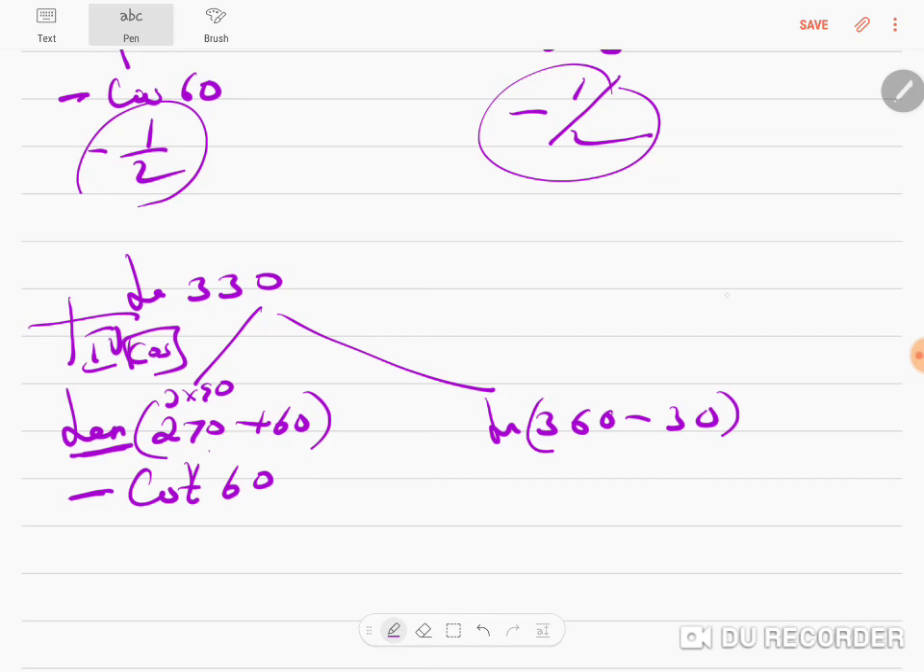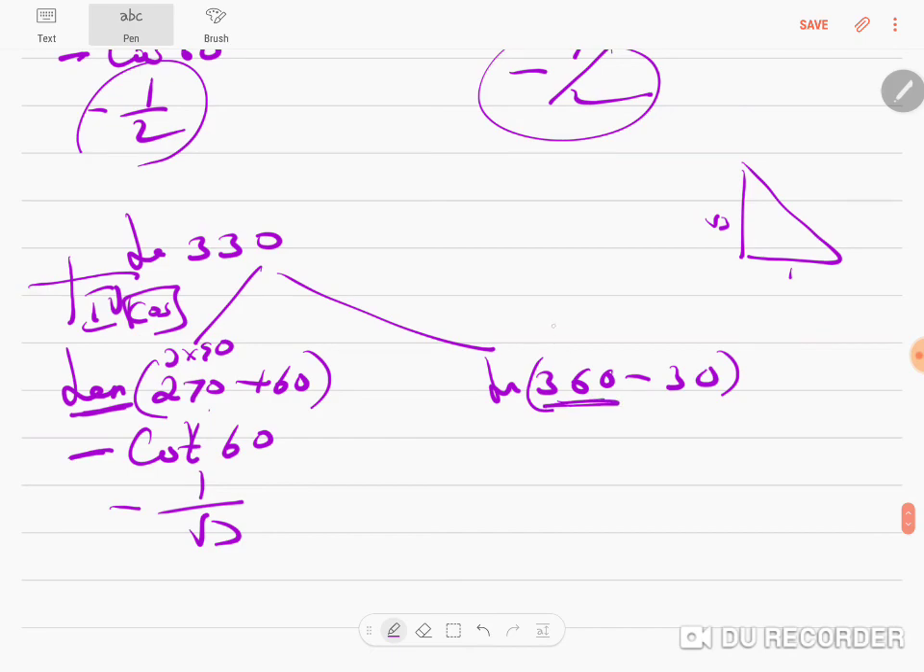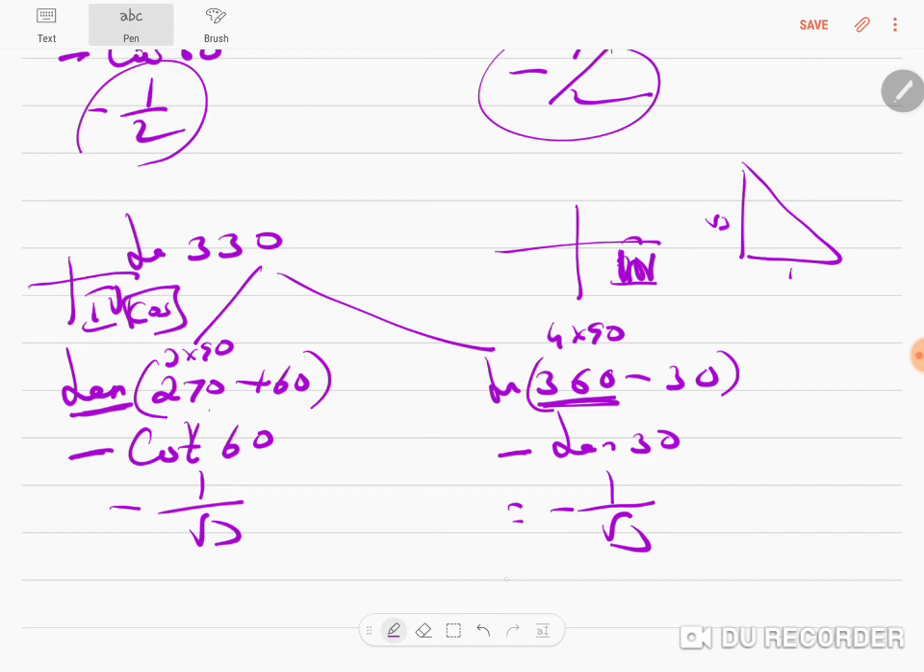And what is cot 60's value? It's the reciprocal of tan 60, which is root 3 by 1, so 1 by root 3. So minus 1 by root 3 is the value. If it's an even integral, 4 into 90 is an even integral, so tan will remain tan 30. Which quadrant again? Fourth quadrant, only cos is positive, so minus tan 30. You still get the same answer whether you approach it as an odd integral or as an even integral of 90.